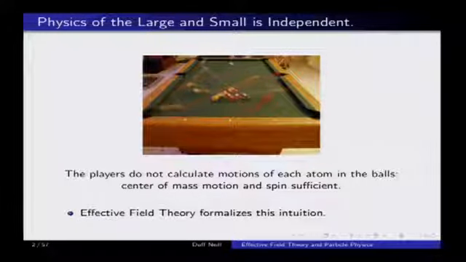Thank you. So there's this intuitive notion that we have that the large and small physics is somewhat independent of each other. When you go and play a game of billiards, you don't think about the motion of every single atom in the ball. And you don't take into consideration effects due to, say, the curvature of general relativity on the motion of your balls. All you think about is just the center of mass motion and perhaps the spin if you're a sophisticated enough pool player. And this intuition that there's all these other effects that we know exist but don't really affect what we're trying to do at a given length scale is formalized in the methodology of effective field theory.